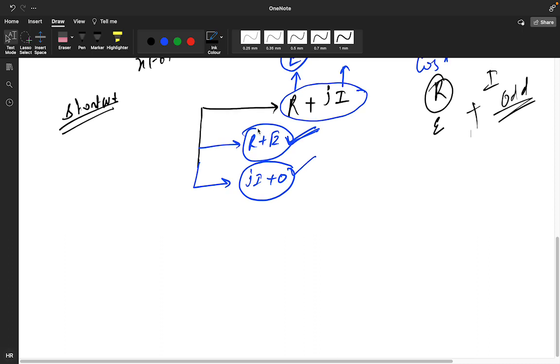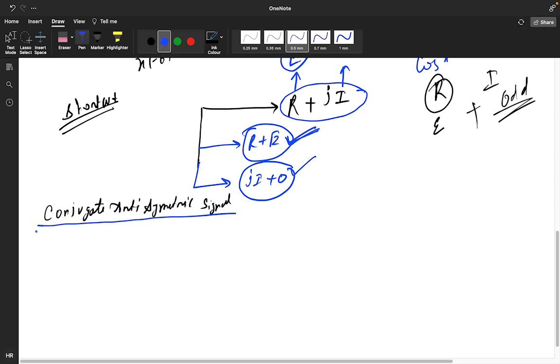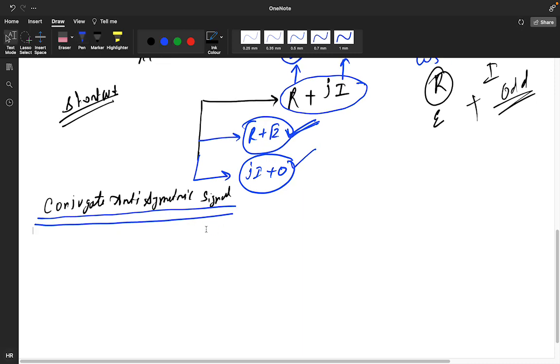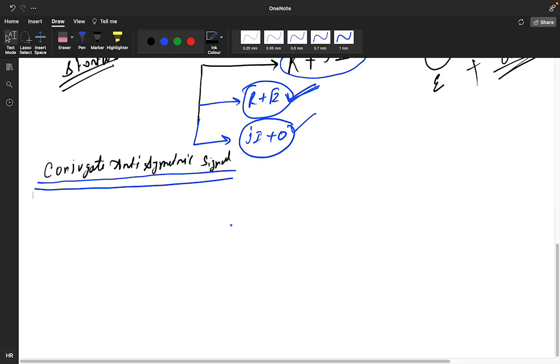Now write conjugate anti-symmetric signal. Any problem? Prasanna, any problem? No, sir.